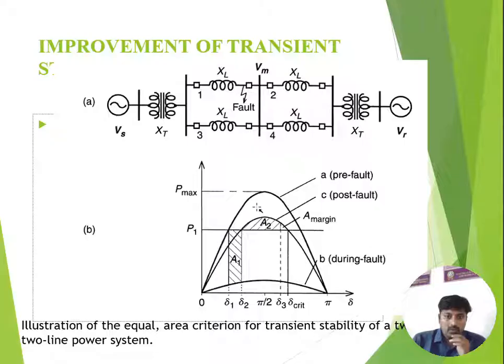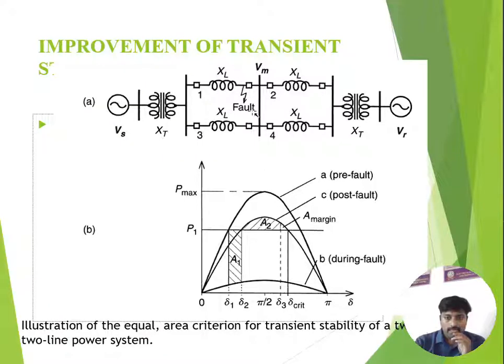So, improvement of transient stability. Actually, this is a two-line system. From this, the equal area criterion is considered for explaining transient stability for the two-line power system. You can observe three conditions: pre-fault, during fault, and post-fault. The fault is here. Before the fault, the maximum power is transferred as per P equals E1 E2 by X. Here Vs is Vr, that's why P is equal to Vs into Vr by X into sine delta.